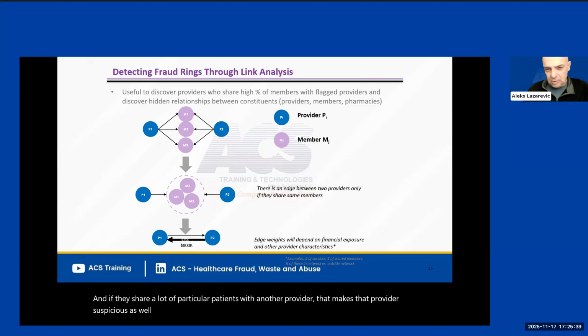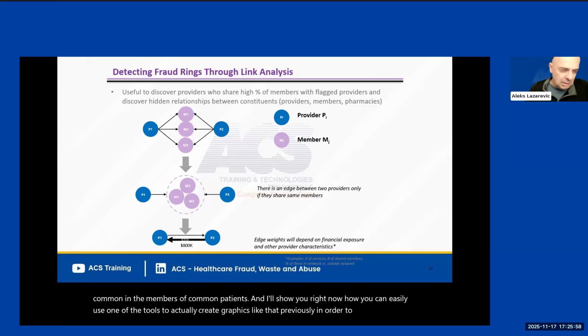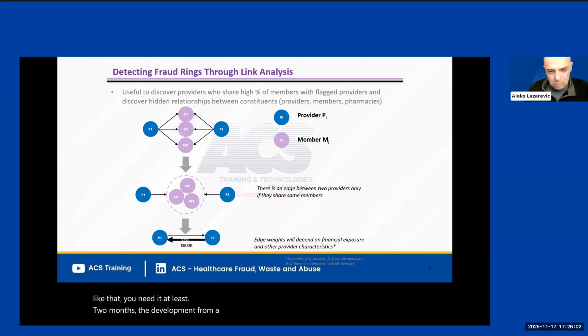And the best way to show this is through showing a graph like that. When you actually see the graph where two providers, for example, P1 and P2, are sharing a lot of common members or common patients. And I'll show you right now how you can easily use one of the tools to create graphics like that. Previously, in order to create a graphic like that, you needed at least 2 months of development from a data scientist. Right now, everything is possible within a matter of a day or two.